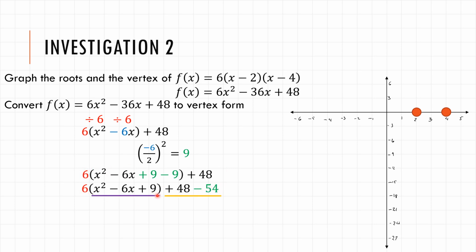Now that's a perfect square trinomial, which will always be x minus half of this, so x minus 3 squared, and 48 minus 54 is -6. So my vertex is going to be at 3 and -6, which is right there, 3 and -6. And now I can connect those with a nice smooth curve.